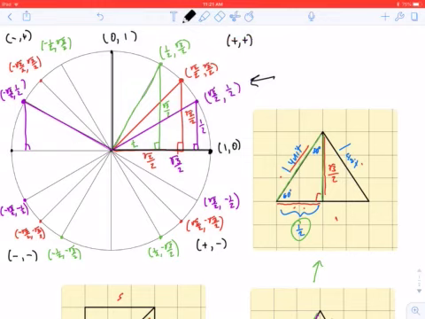If we go to 180, again, our x value is going to be a negative 1. I'll have to write it in here, negative 1. And our y value is 0. And if we're looking at the angle at 270, the x value is 0 and the y value is down 1 unit, so it's negative 1.